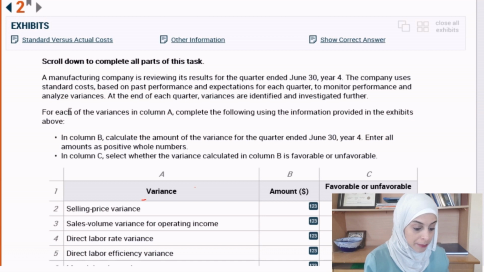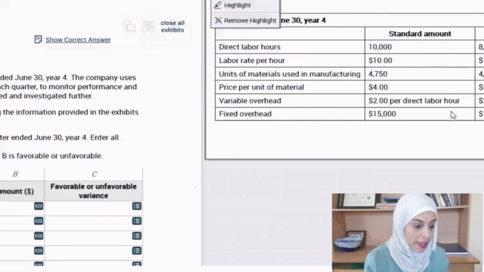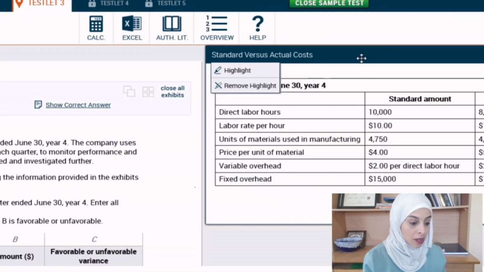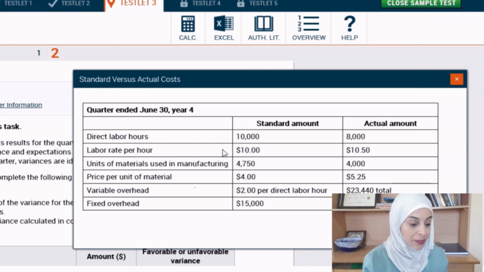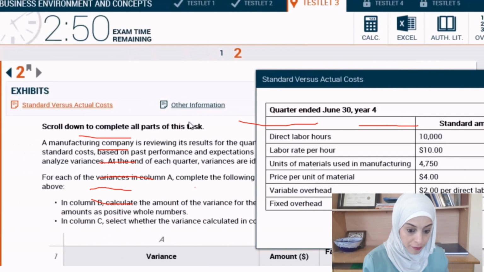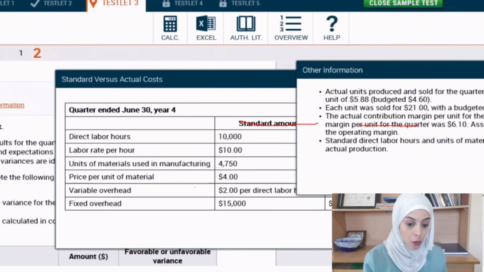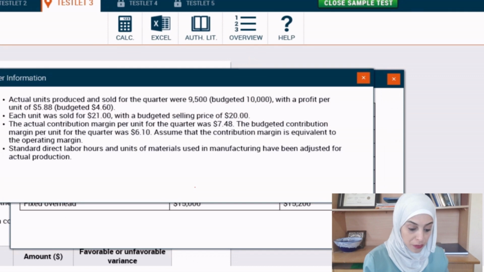So let's take this exhibit, standard versus actual costs, and see what information is in it. It has the standard amount versus actual amount for the direct labor hours, the labor rate per hour, the units of materials, the price per unit of the material, the variable overhead, and the fixed overhead. The second exhibit is called other information. We should open it and read the information provided in it as well.